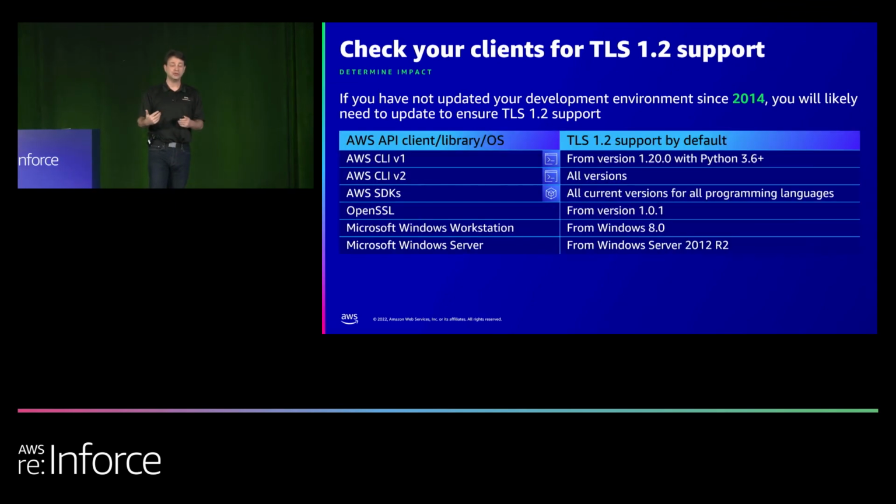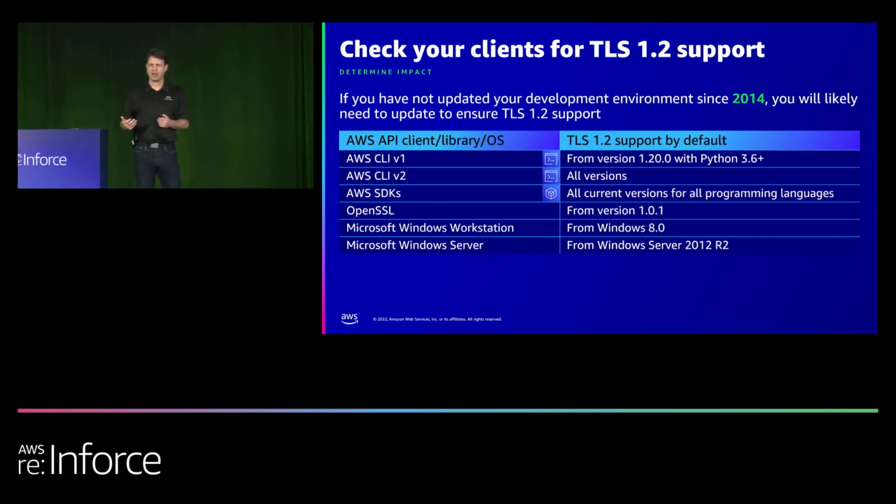Now, the good news is, the inverse of that is if you have anything on this list here, then you should most likely be okay. If you're using our tooling, if you're using our CLI tool, any version of version 1 from 1.20 upwards, any version of version 2 is going to be using TLS 1.2 by default, no problems. If you're using our SDKs, we've got those in a lot of different languages. Just make sure you've got a current version and you'll be fine.